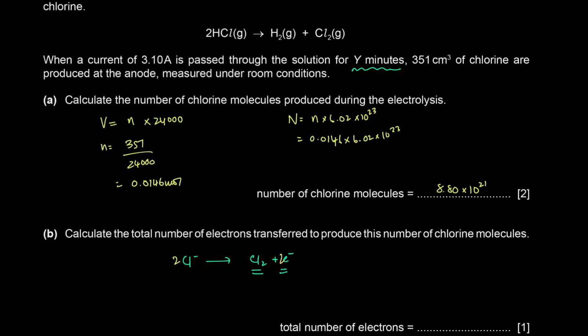So can I say that the total number of electrons will be twice as many? For every 1 chlorine molecule, 2 electrons are released. The total number of electrons will be 8.80 times 10 to the power of 21 times 2. So this will come out to 1.76 times 10 to the power of 22 electrons.